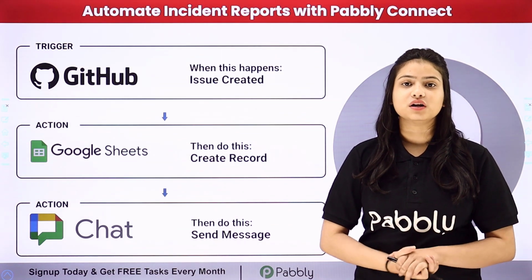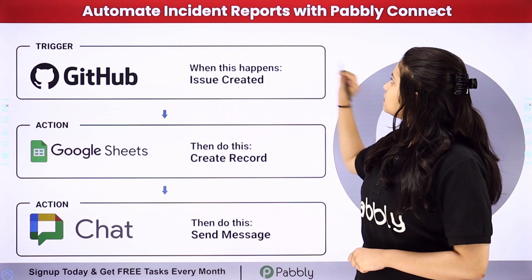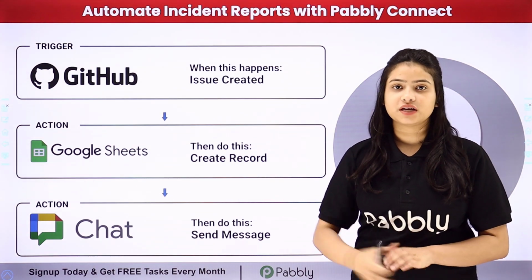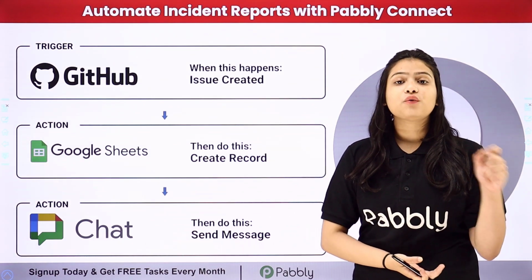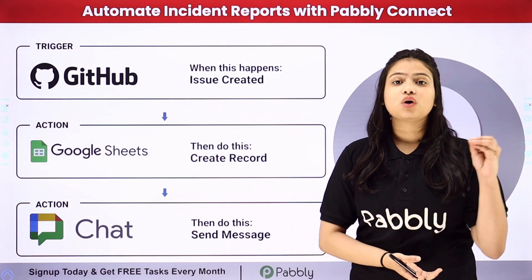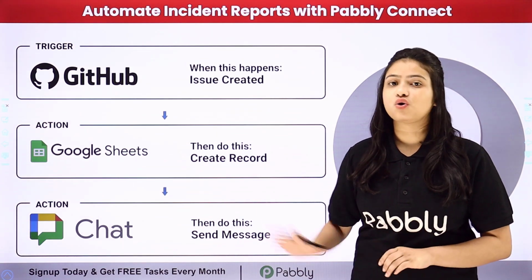In this video, we are going to learn how to automate incident reports with Pabbly Connect. So my objective is that whenever a new issue is raised in GitHub in my organization, I want to record that same issue and all the details in my Google Sheets. And then finally, I want to update my backend team about that same issue on Google Chat.